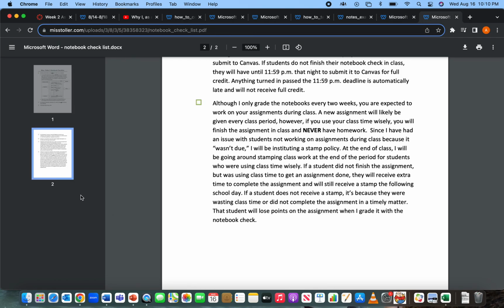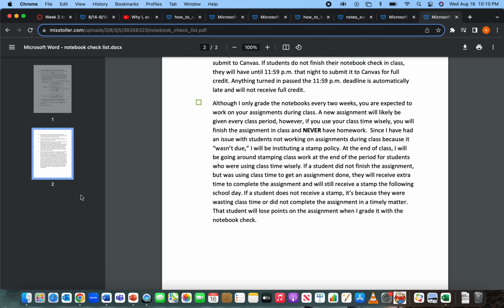If you were absent, you have as many days as you were absent to make up that assignment. So let's say I was gone one day, you then have one day to make up that assignment. And if it needs to be stamped, you need to get that stamped as well. You cannot wait a week to get that assignment stamped.